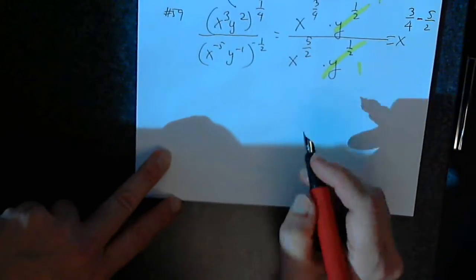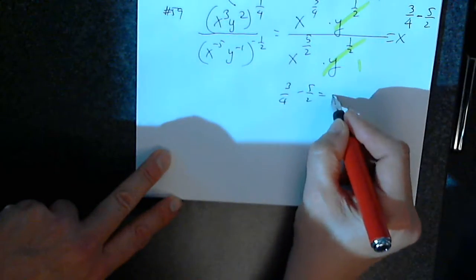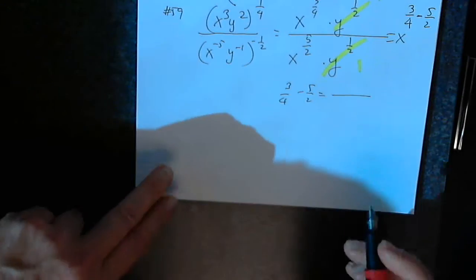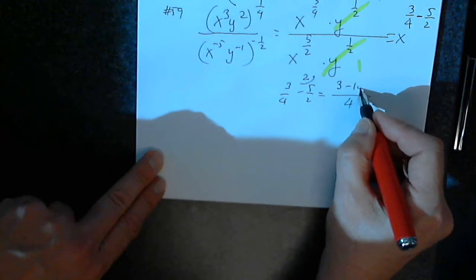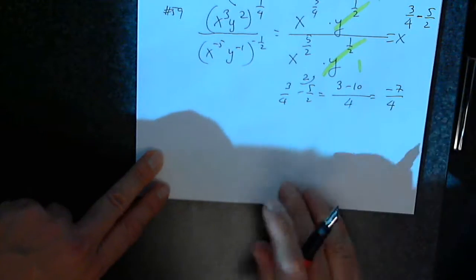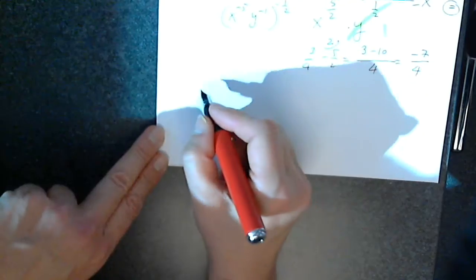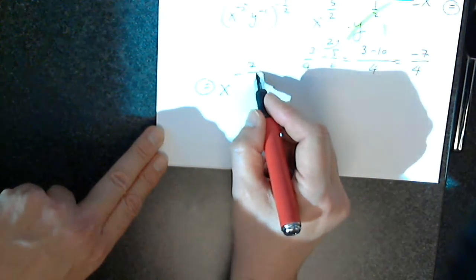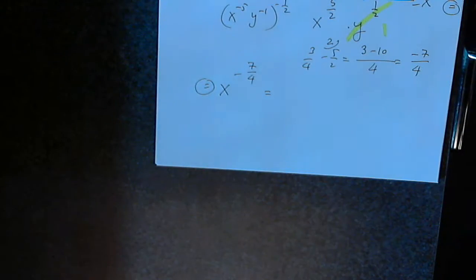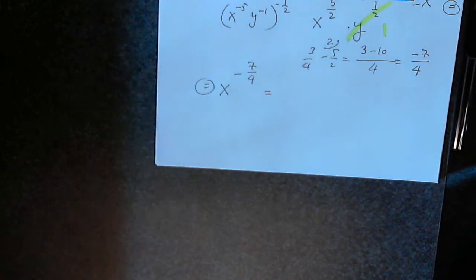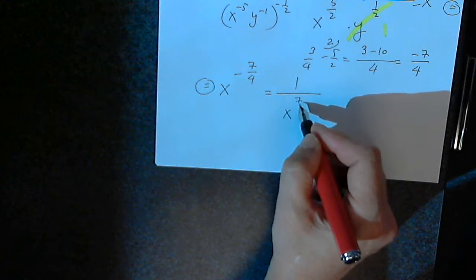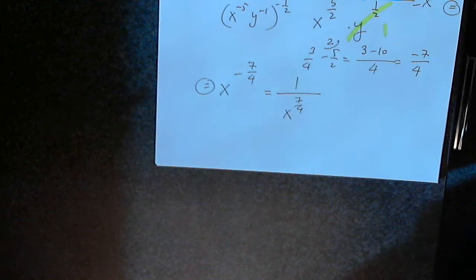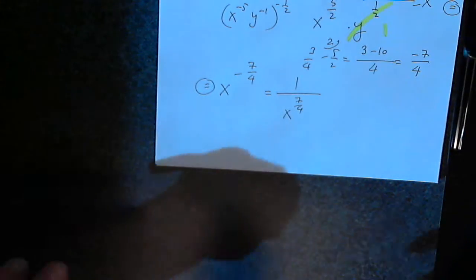So let's take that aside, 3 over 4 minus 5 over 2, and find the least common denominator. 4. So then this one needs a 2. So this will be 3 minus 10, so the top is negative 7 and the bottom is 4. So I come back and write x raised to negative 7/4. But I'm not allowed to leave negative exponents in the final answer if I say, well, fully simplify it. So this becomes? And now let's change this into a radical. Very good.